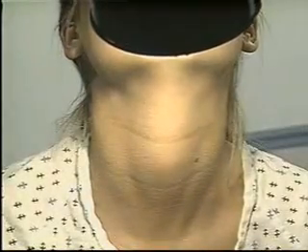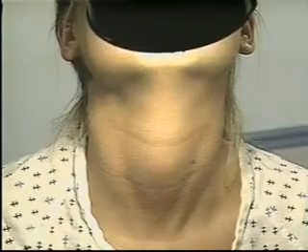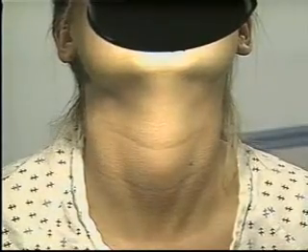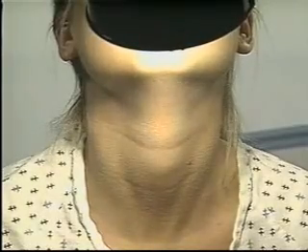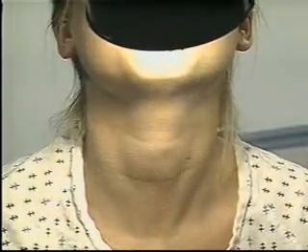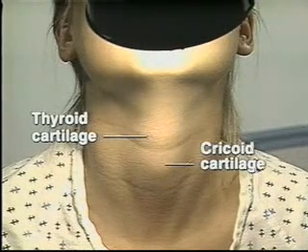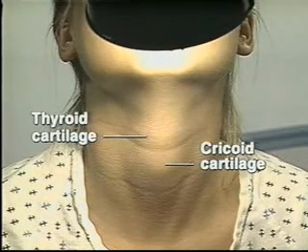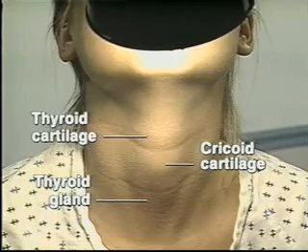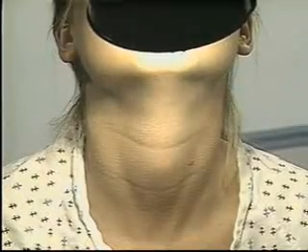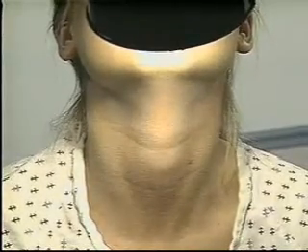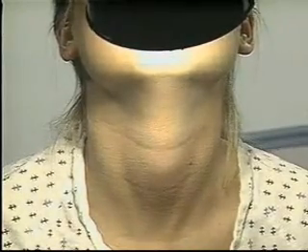Now ask the patient to sip some water, extend her neck back slightly, and swallow. Observe for upward movement of the thyroid gland, noting its contour and symmetry. Identify the thyroid cartilage, the cricoid cartilage, and the location of the thyroid gland. Now watch as the thyroid cartilage, cricoid cartilage, and thyroid gland all rise with swallowing.